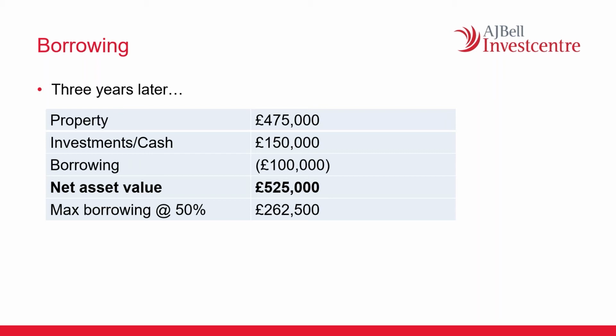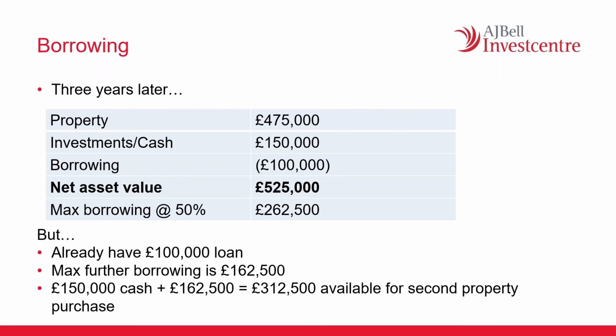The 50% borrowing limit applies at the point that the borrowing is made. It's not an ongoing test. So if the property value falls subsequently, it doesn't present you with an issue immediately. The maximum borrowing at this point in time would be £262,500. But it's important to remember that you already have the £100,000 loan. So the actual further borrowing you can have is only 162,500, because that 262,500 is the overall borrowing that the scheme can have at any point in time.